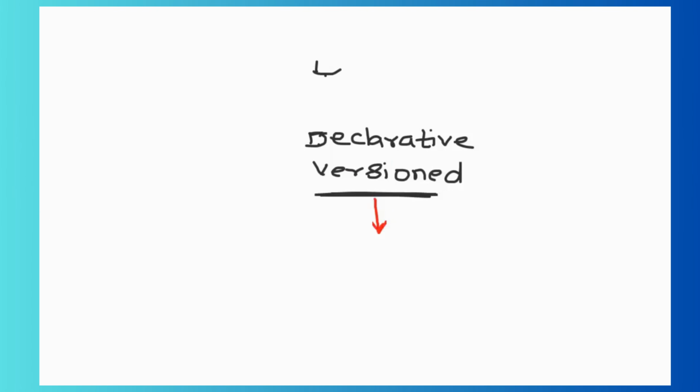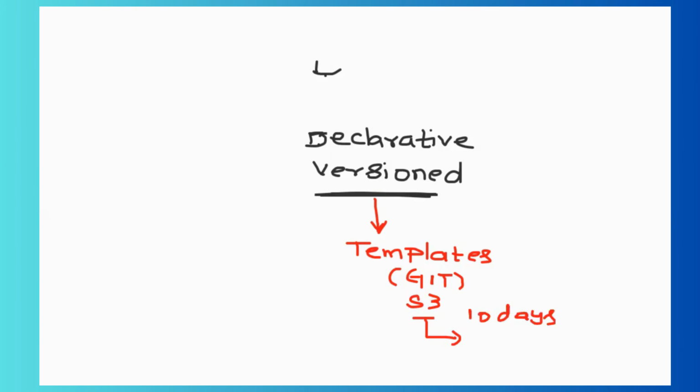Versioned means that you can take these templates and store them in any Git repository, or in S3 buckets or any other places. And then you can go back and trace the changes: what were the changes 10 days ago, or 5 days ago, to these templates? That is the principle of a version control system. But what is declarative?